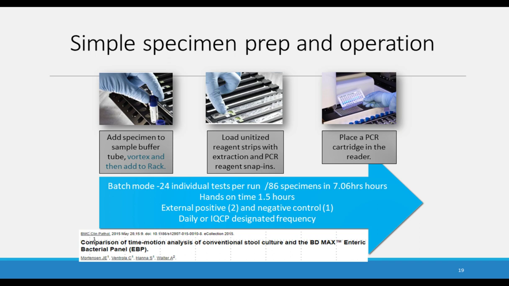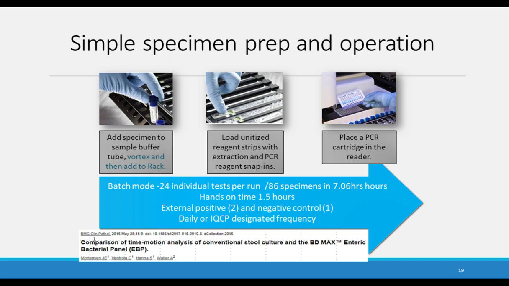This is how simple the specimen prep and operation is. You first start off with adding a specimen to the sample buffer. And as I said prior, you can use a fresh stool or a Cary-Blair stool specimen. You have to vortex the specimens once it's added to the specimen sample tube, and then add to the rack. The strips then need to be loaded into the rack. You have a reagent strip that contains your PCR reagent snap-ins. That is in your sample rack that is placed into the BD-MAX. Then you place a PCR cartridge in the reader, and you're good to go. So it's really about a 3 to 4 step process that's a very simple process to follow.